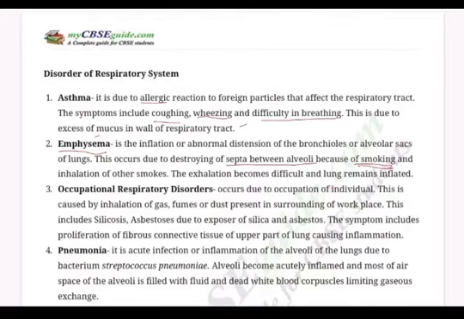So in a smoker, when he smokes a cigarette or a bidi, there is nicotine, and this nicotine, having been inhaled, will destroy the septa in the alveoli. Even sometimes there will be rupture of lungs and even accumulation of water in the lungs. So that causes emphysema. So the exhalation becomes difficult and the lung remains inflated. That's how emphysema will be a very, very difficult job.